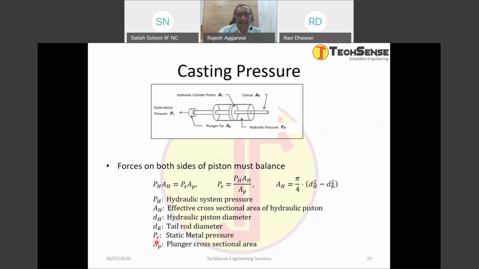Right? What is PS? It is the static metal pressure. That is the pressure which is applied on the liquid metal. Just in front of the plunger, we have the liquid metal, so the pressure applied on the liquid metal is the static metal pressure. And AP is again the plunger cross-section area, based on the plunger diameter. So the formula is PH AH is equal to PS AP. With this balancing, we can calculate the casting pressure being applied on the liquid metal.